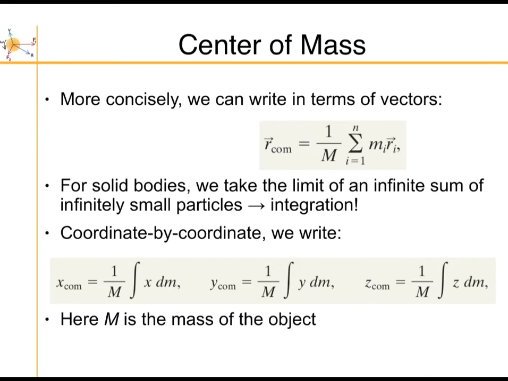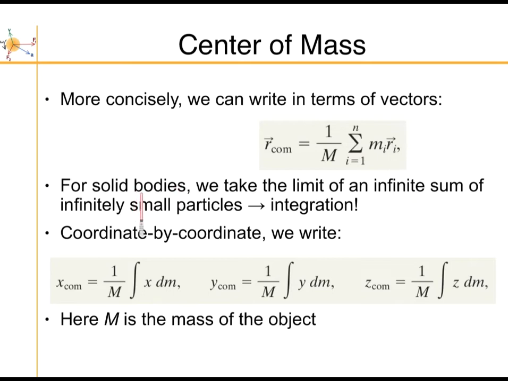So even more general than this, let's go to a more general situation. If I want to find the r vector or the position vector for the center of mass, I can write it like this, right? 1 over the mass of all the particles times the sum of each individual mass times each individual position vector. So that's just combining x, y, and z into one vector.